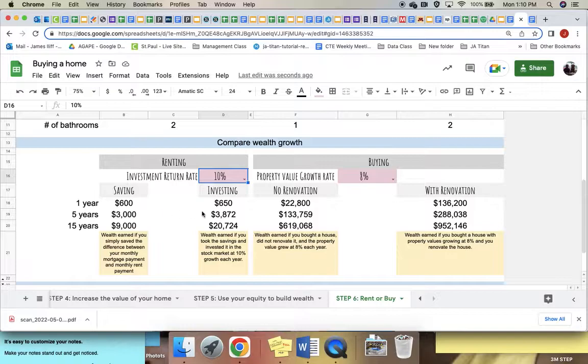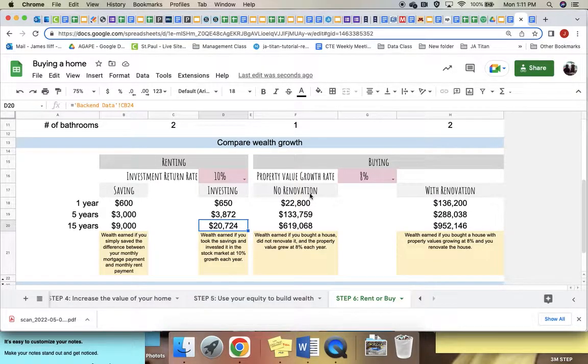And so you can see over 3 years, if they invested $3,000, they would earn about $800 on a 10% investment. But look at this. After 15 years, now they're starting to climb. Now it's $20,000.